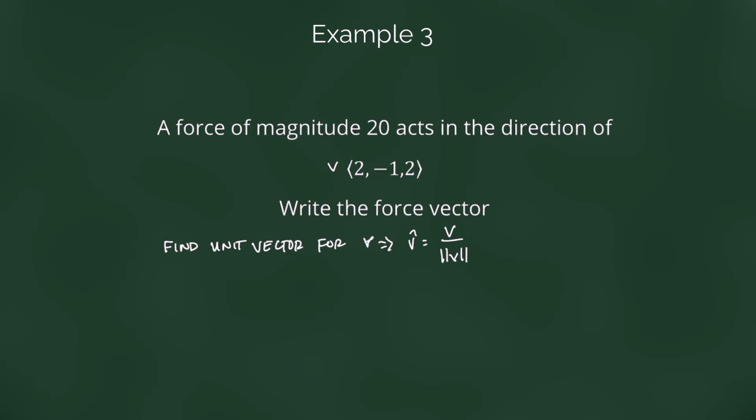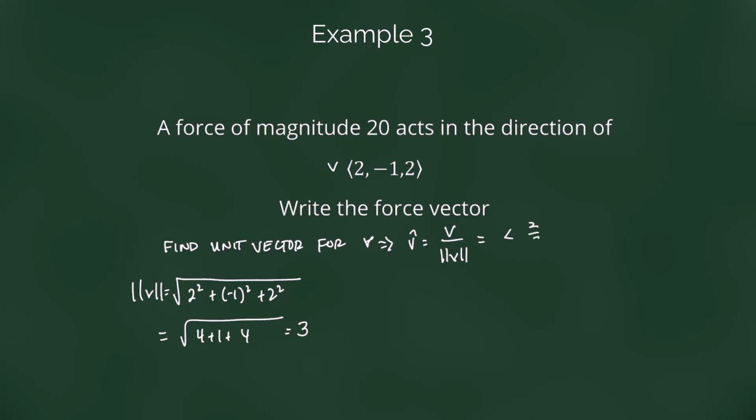The magnitude of V is going to be the square root of 2 squared plus negative 1 squared plus 2 squared, which is 4 plus 1 plus 4. So that is 3. So V hat is going to be the vector 2/3, negative 1/3, 2/3. And that's a unit vector.